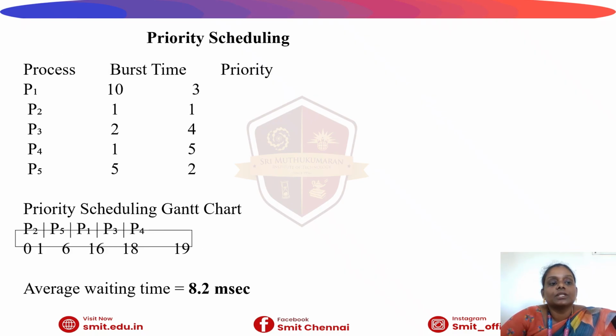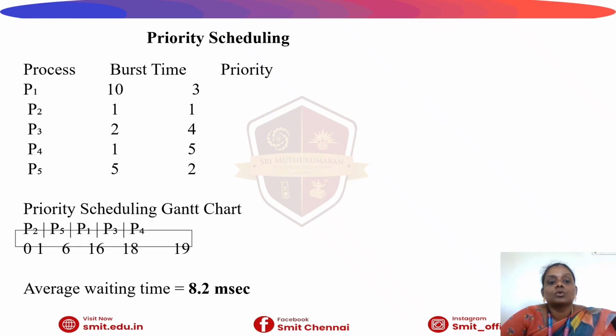And in priority scheduling, the CPU is given to the process with the highest priority. That is, a lower number gives the highest priority. So here, processes P1, P2, P3, P4, P5 have burst times of 10, 1, 2, 1, 5. They are given priorities 3, 1, 4, 5, 2. The process with the lower number gets priority.